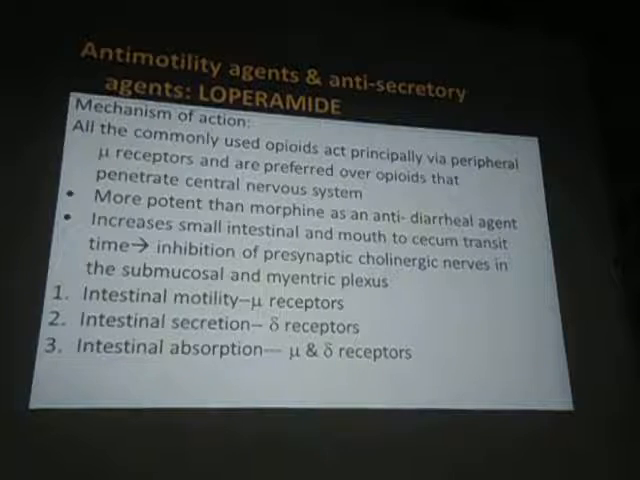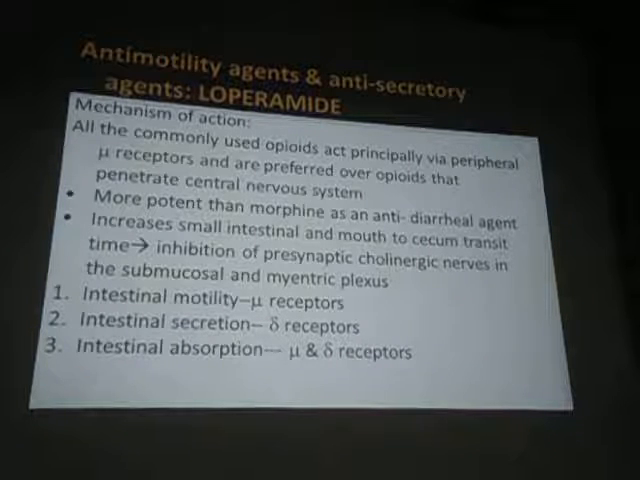What does it do? Commonly used opioids act on the peripheral mu receptors, and they are more potent than morphine in this effect. We use codeine, which has more action as an antitussive than as an analgesic. Similarly, we have loperamide, which has a more concentrated effect than regular morphine. These are specific to the peripheral receptors, so their concentration is attained more on these receptors. Naturally, their action will be good at the receptors. So it is more potent than morphine as an antidiarrheal agent.